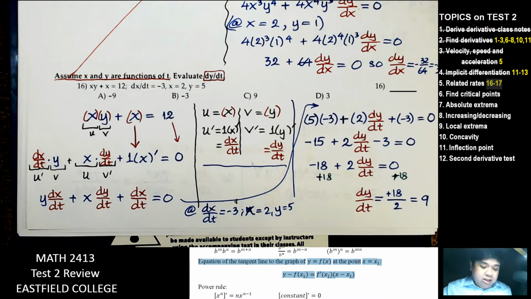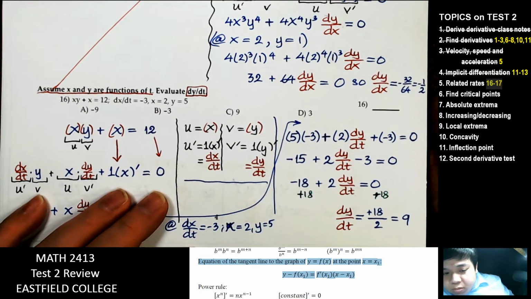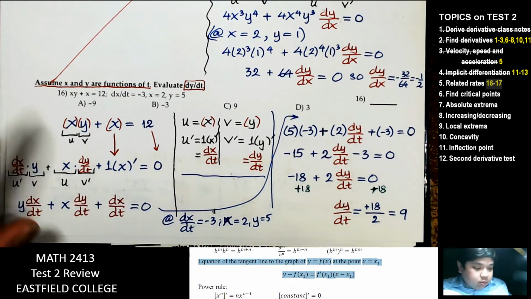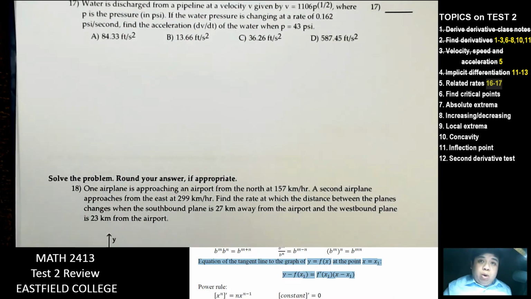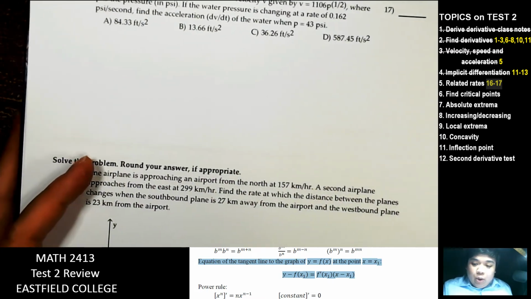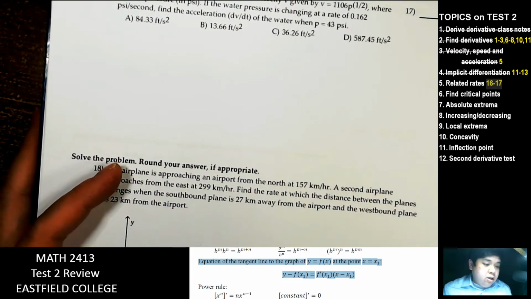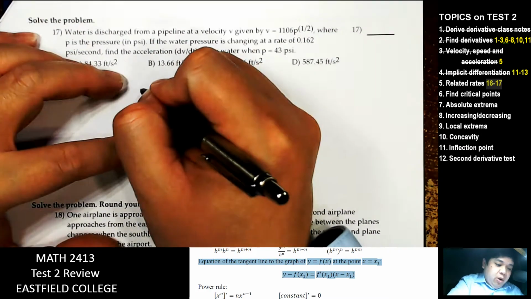Next we go to 17. Let's run out of ink. Right. Now this is a work problem. By the way, I'm not doing 18 because that's similar to the problem we did in class. Right. So what we have is the equation. So let's just copy the equation.